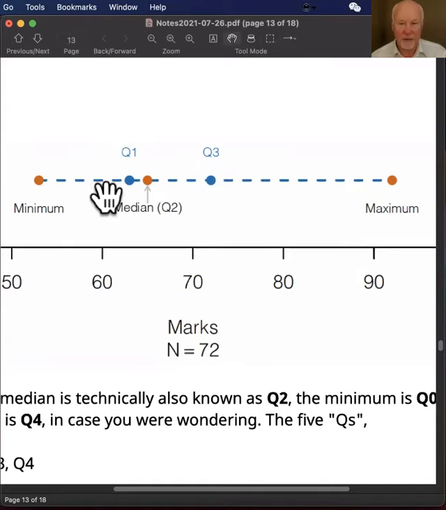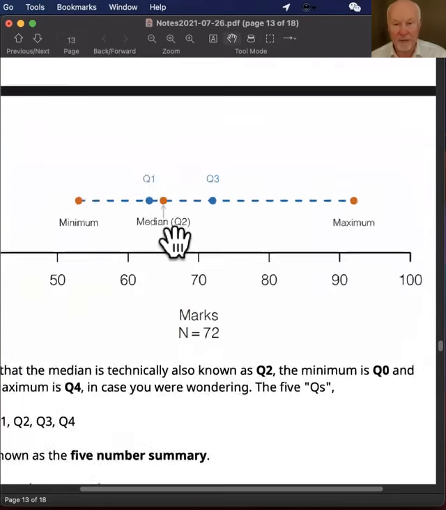So a quarter of the students are between the minimum and Q1, and a quarter are between Q1 and the median, and another quarter are between Q2, and Q2 is the median, and Q3, and then a quarter are between Q3 and the maximum. So we can see there that the second quarter there is really compressed. It's a very small range to that, which is probably of some interest.